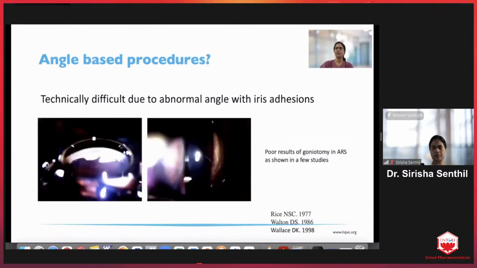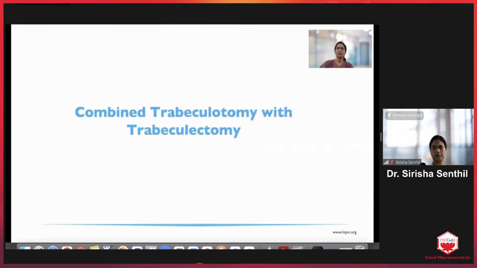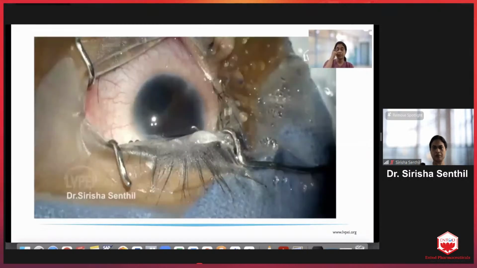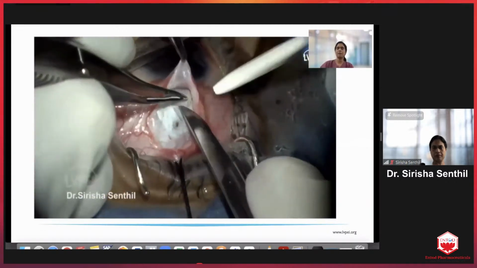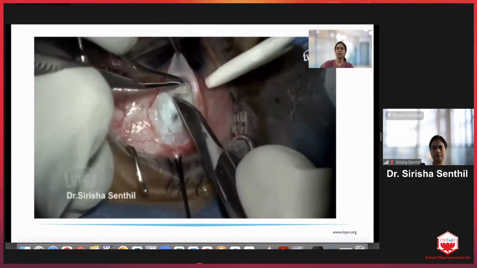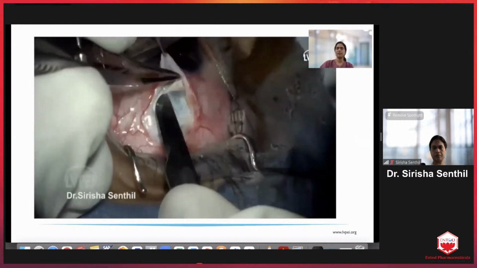is also very important. Because of extensive iridocorneal adhesions that these children have, angle-based procedures become technically very difficult. The angle structures could be very abnormal, and the studies have shown poor results with goniotomy in children with Axenfeld-Rieger syndrome. We combine trabeculotomy and trabeculectomy is the procedure that we commonly perform in these patients. This procedure is similar to the procedure that we normally do in a primary congenital glaucoma, except a few features that one needs to remember.